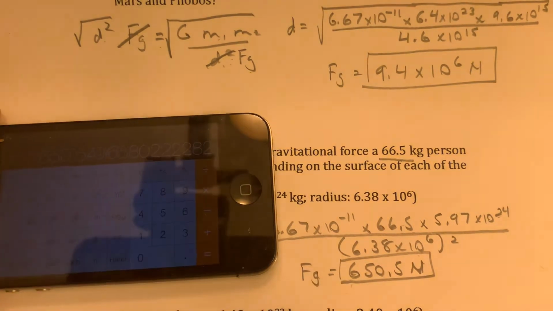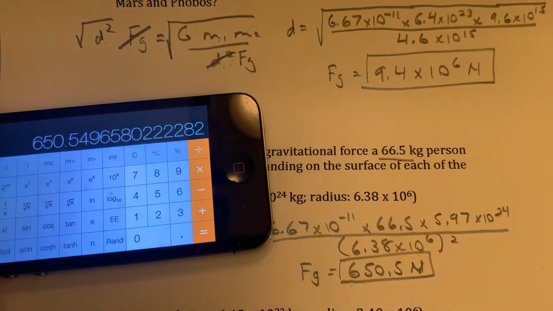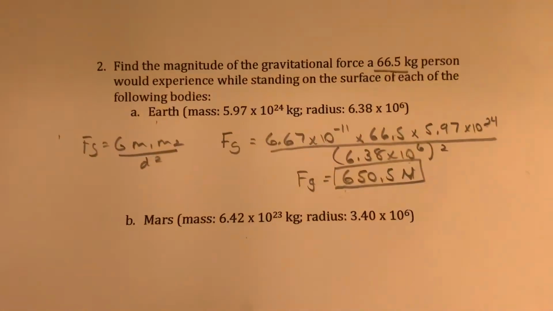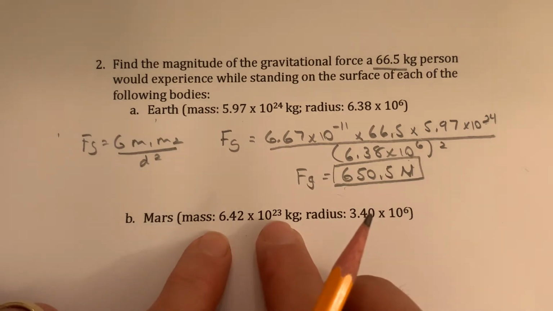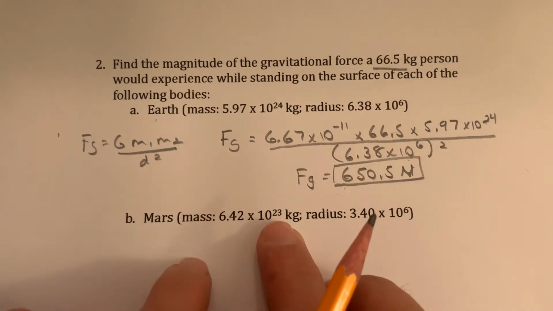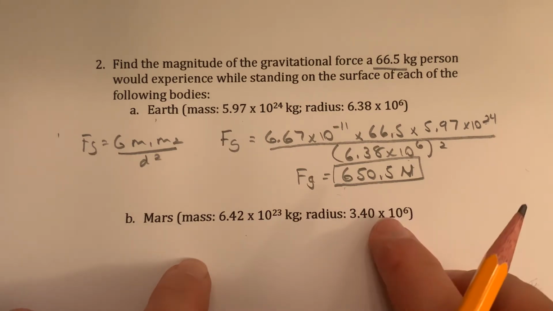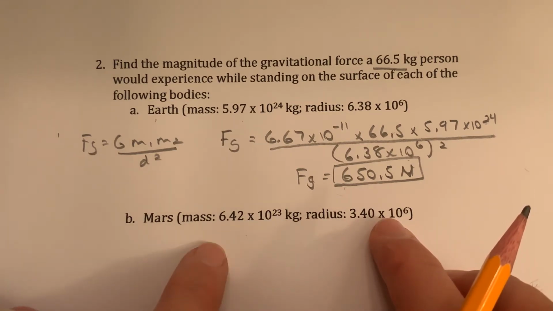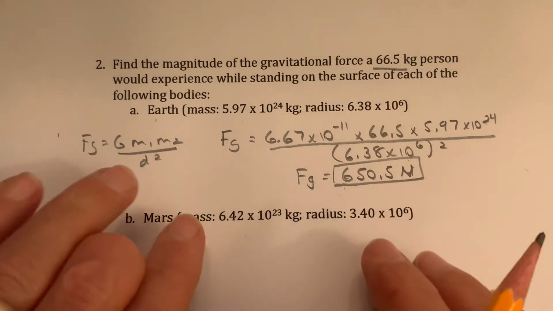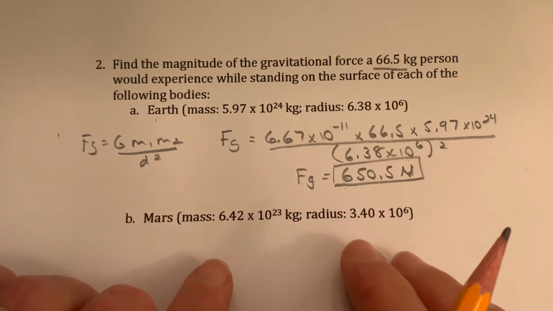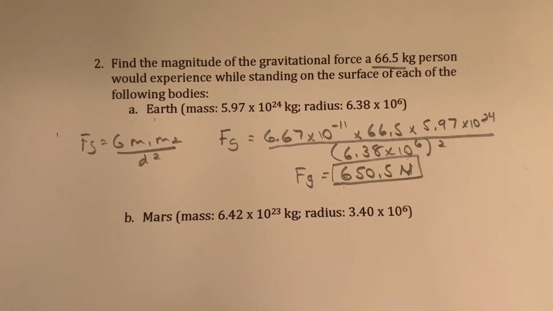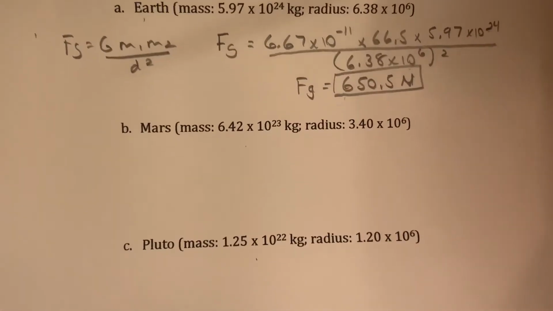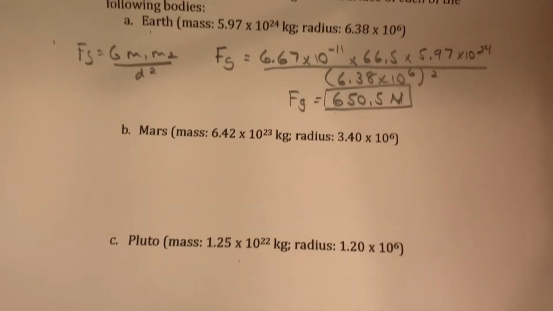All right, so we're going to do the same thing again for the next 2 problems. And as we see, the masses are going down because this is 10 to the 23rd, so we should have less of a force. Also, now the radius gets a little bit smaller, so remember that affects it a little bit. So it should go up a little bit. So between those two, we should get a smaller number because Mars is smaller than the Earth. And then we'll do the same thing with Pluto and see if we get another smaller number.